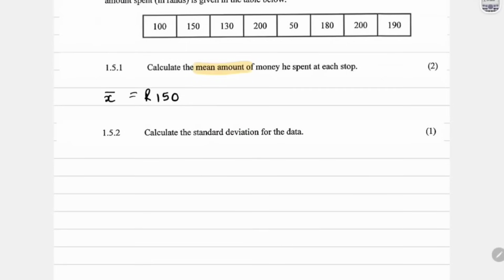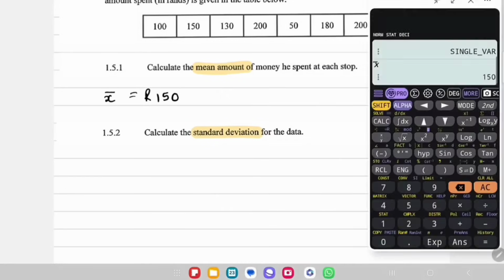Then the next question, 1.5.2, is calculate the standard deviation for the data. So now we have to find the standard deviation. So it's good that we actually recorded the data down because we need to use that data to find the standard deviation. You can find the standard deviation by yourself, but I would never advise you do that for 1 mark. Okay, so to find that standard deviation on your calculator, you can just press Shift and 1. I have to delete this first, then press Shift and 1.